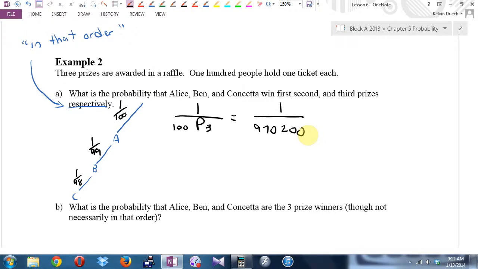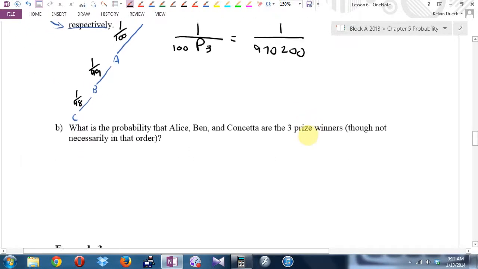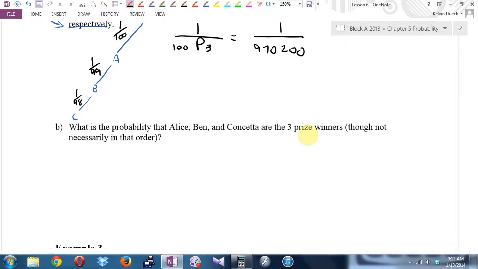Let's compare that with B, the probability that all three of them win a prize, but we don't care what order they won the prize in. We don't care what order, that's a combination. That's a bucket. What's our bucket going to look like? I think our bucket is going to have winners, losers, non-winners.